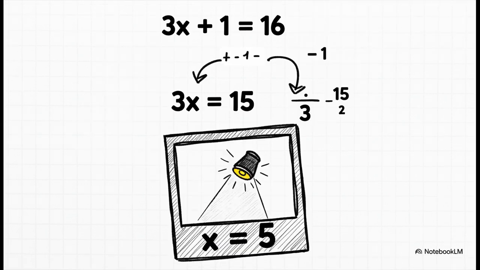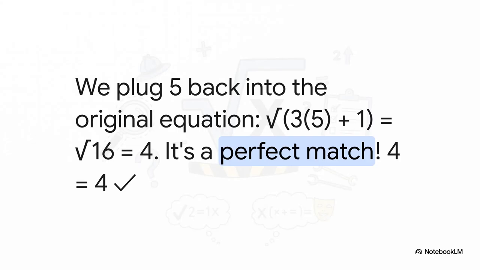Step 3 is just some basic algebra from here. We subtract 1 from both sides, then we divide by 3, and we have our prime suspect, x equals 5. And now for that final all-important step, the check. We take our answer, 5, and we plug it right back into the original equation. That gives us the square root of 16, which is 4, and that equals the 4 on the other side. It's a perfect match. The method works.